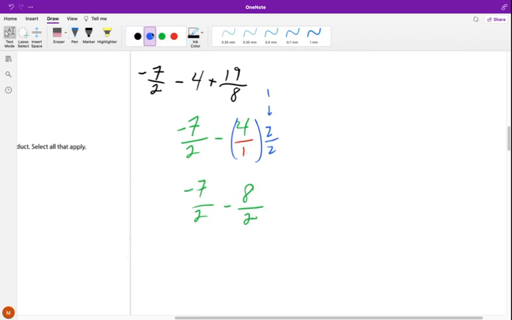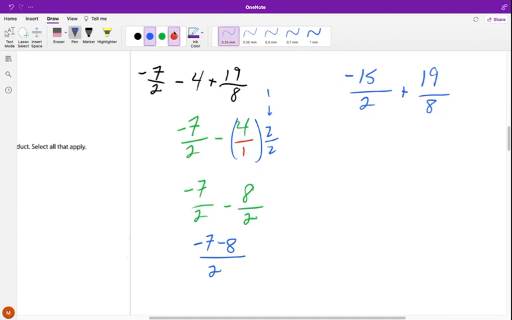So now I have equal parts. You broke all your candy bars into halves as well, so now we can trade. When we have the same denominator, we just add or subtract our numerators. So it becomes negative 7 minus 8, which is negative 15. So that's going to be negative 15 over 2. I can't simplify it at all, so it remains as is, and now we need to add it with that 19 over 8.